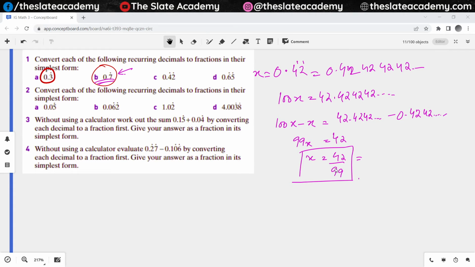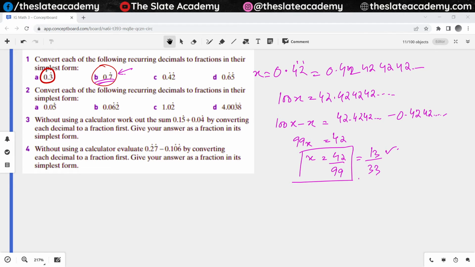So divide both values by 3. 13 by 33. So Miss Anam, sorry, Mr. Arman and Miss Aisha, 13 by 33. This would be the simplified form. Good job, Miss Noor. Next question, please.